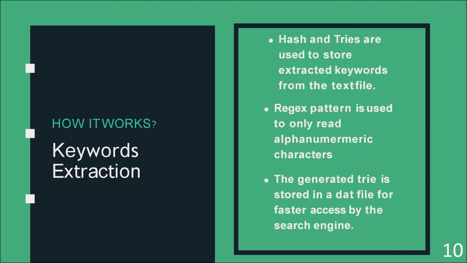So moving to the next slide, I will explain how this works. Firstly, there are two data structures that are used here to store those keywords that are extracted from the text files, namely hash data structure and trie data structure. Besides that, for reading those alphanumeric characters, a regex pattern is used. Therefore, the generated trie will be stored into the dat file so that it can be accessed quickly by the search engine. So yeah, that's it for this feature.